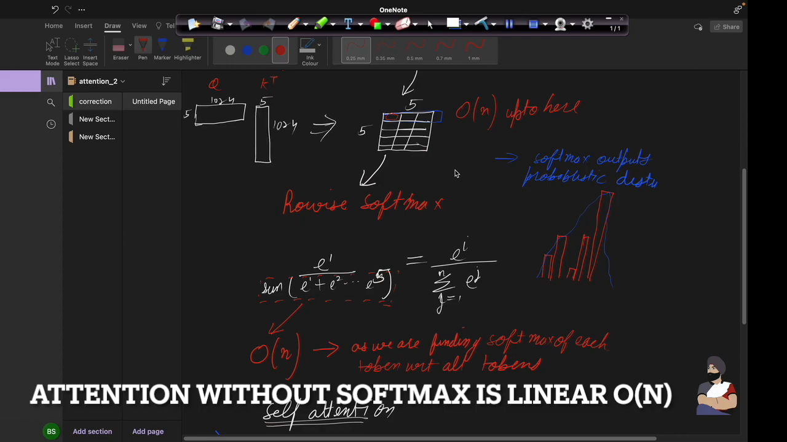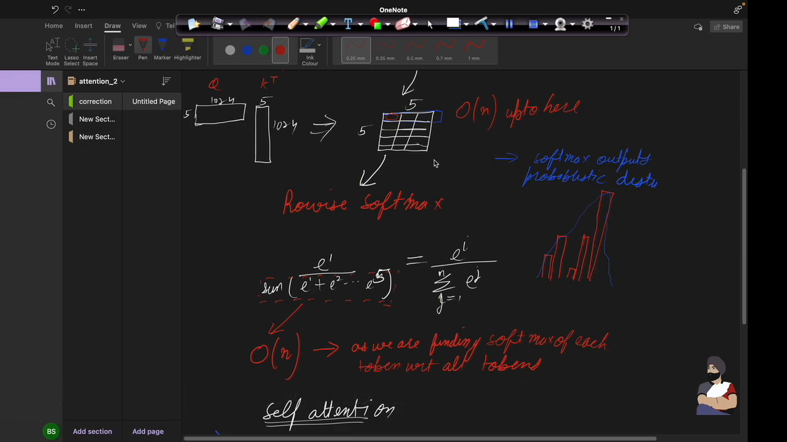If we leave out the softmax, then it is going to be order of n. It is also called linear attention. It is applicable in some cases, and there are also many other approximations and improvements, which I will talk about briefly a little later.